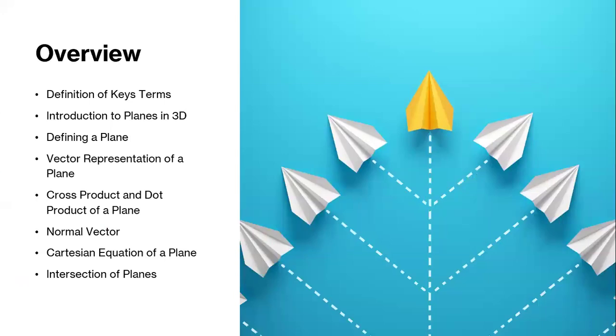So just a little overview of the presentation. In the presentation, we will be defining key terms. There will be an introduction to planes in 3D. We will be defining a plane and showing you the vector representation of a plane. We'll be explaining the cross product and dot product of a plane, the normal vector, the Cartesian equation of a plane, and the intersection of planes. Next slide, please.